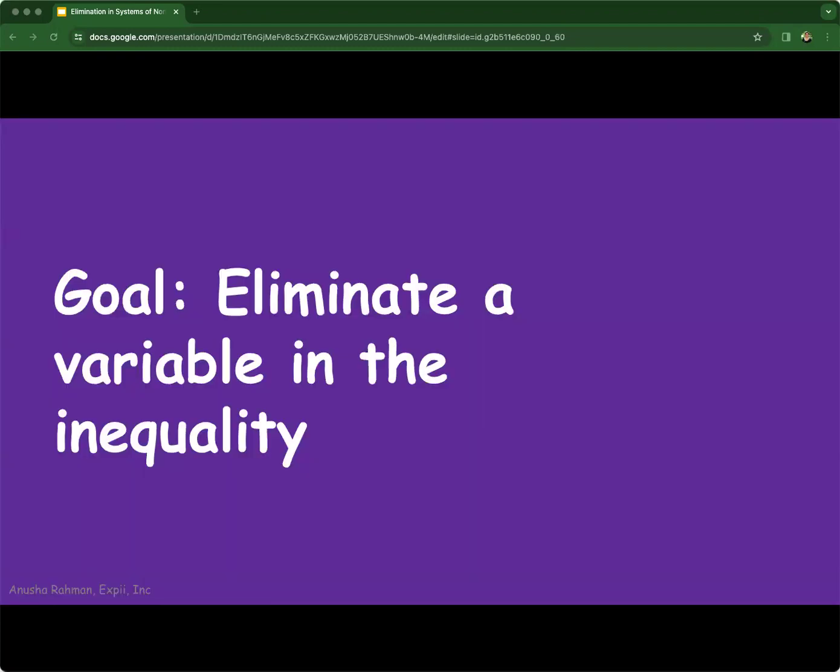If this concept doesn't make sense to you, Expii has some awesome lessons on elimination. So now that we've covered the basics, we will take this a step further, but with nonlinear inequalities. Remember, the goal for elimination is the same. We want to eliminate a variable in the inequality so that we are left with only one variable.